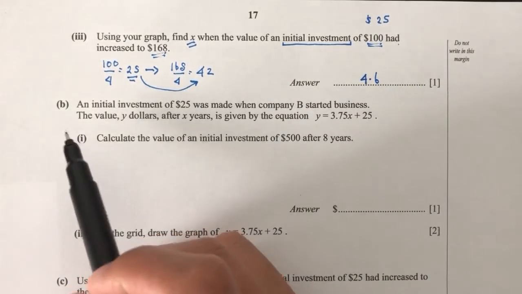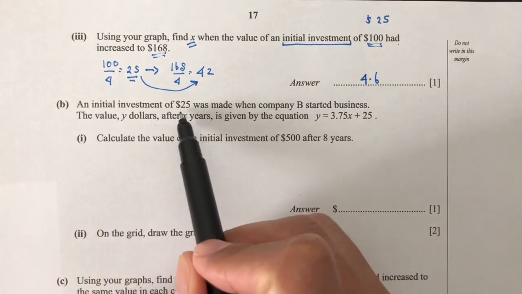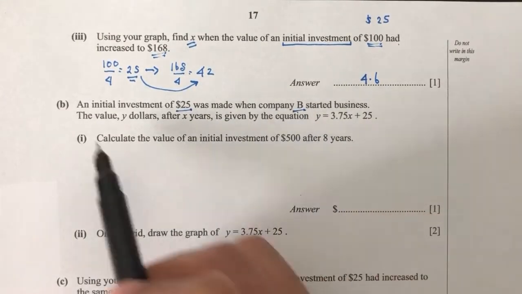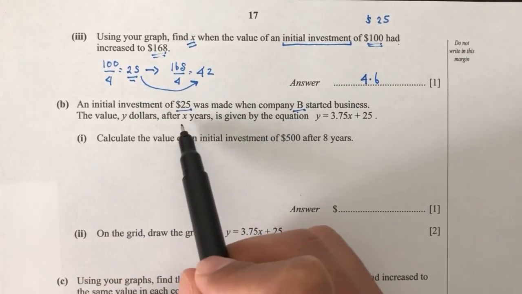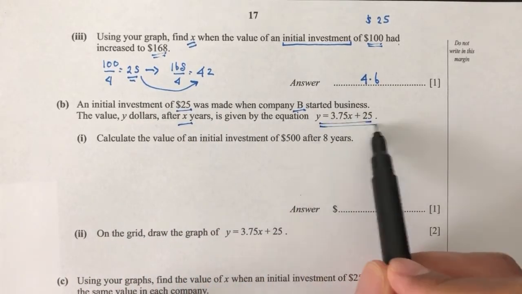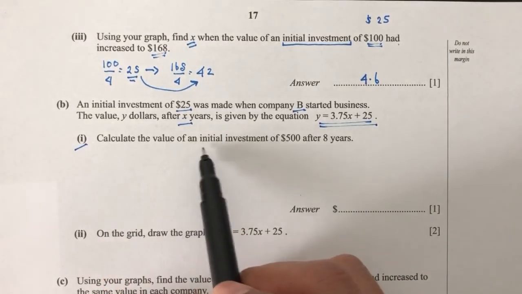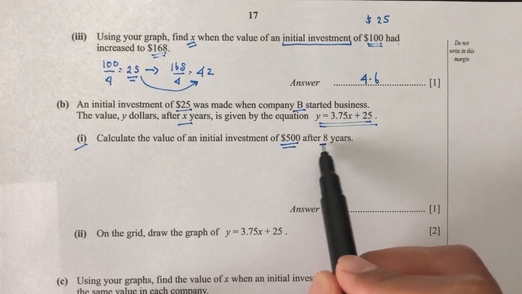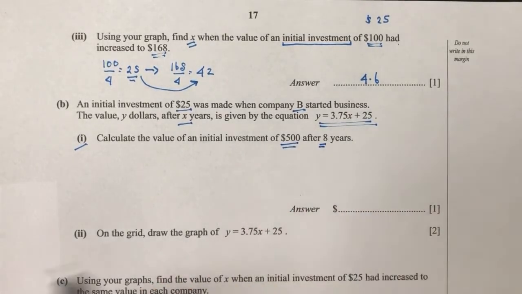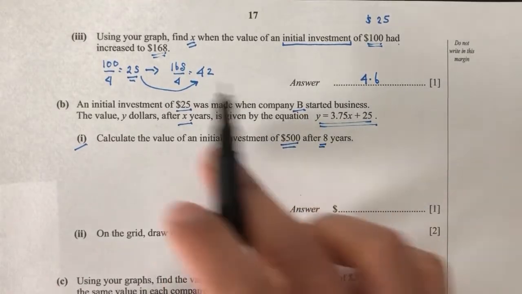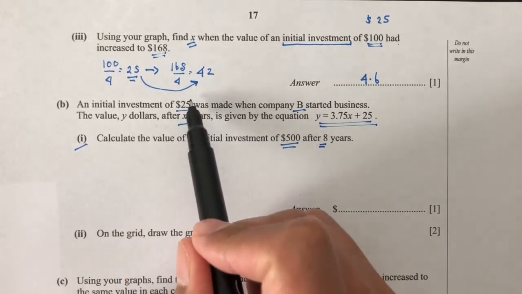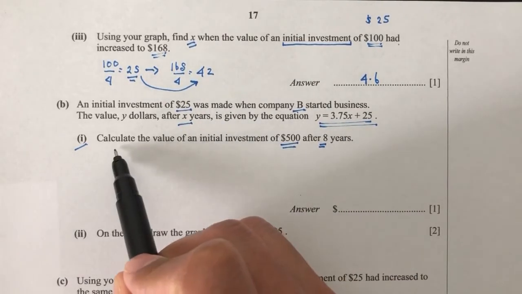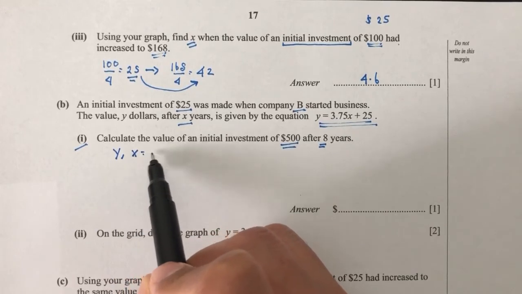Now part B, an initial investment of $25 was made when a company B began business. So this is for company B. The value y dollars after x years is given by this formula. Now calculate the value of initial investment of $500 after 8 years. So same way as the first one, we have to first find out how many times 25 changed to in 8 years. So let's first find that. So what is the value of y when x equals 8?